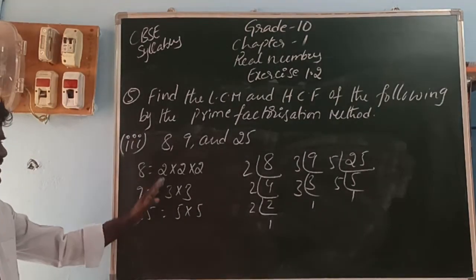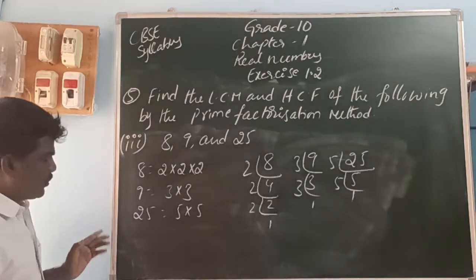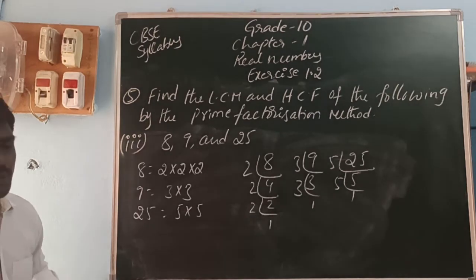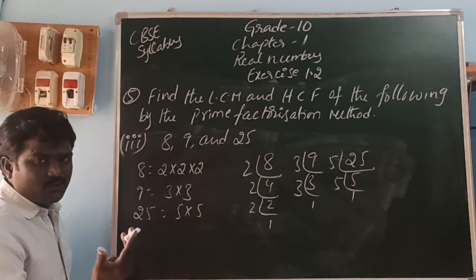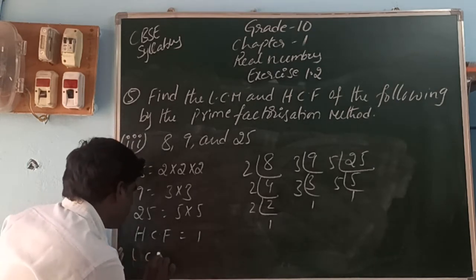After writing the prime factorizations, there are no common prime factors among the given three numbers. So here there is no common prime factor. Let us take that as 1. So 1 multiplied with anything gives the same number. So HCF is how much? 1.